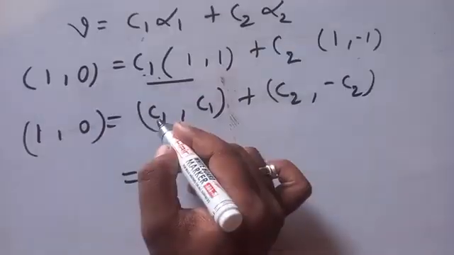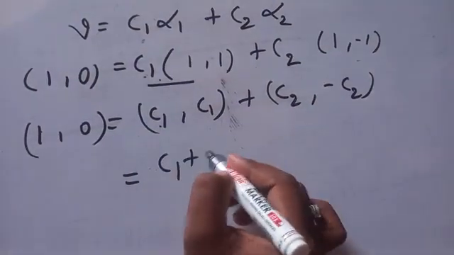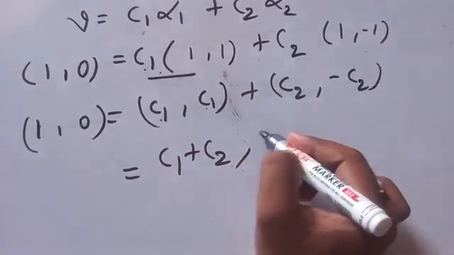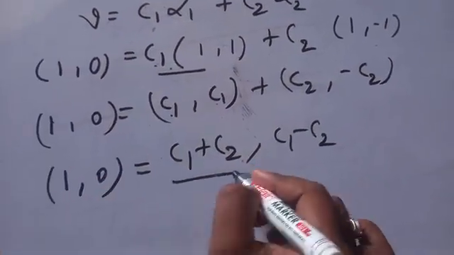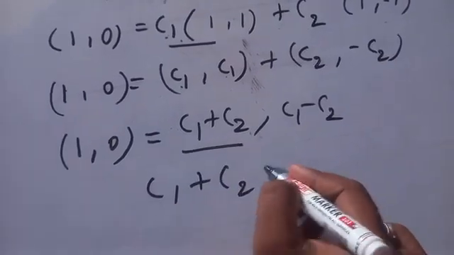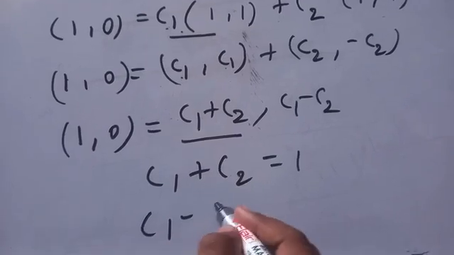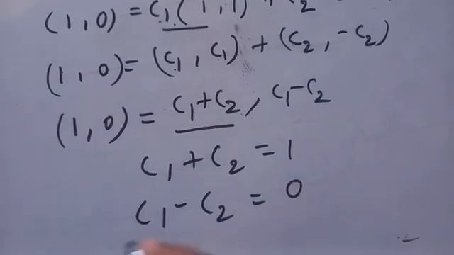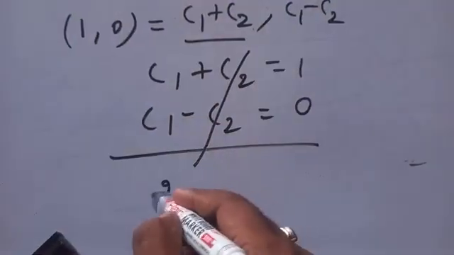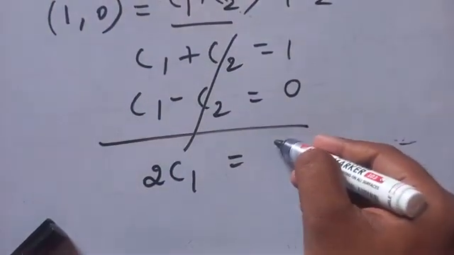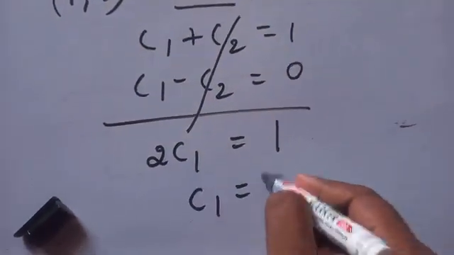So next, vector addition: (c1 + c2, c1 - c2) is equal to (1, 0). So c1 + c2 is equal to 1, and c1 - c2 is equal to 0. Solve these equations. c2 and minus c2 get cancelled. So 2c1 is equal to 1 + 0, which is 1. So c1 is equal to 1/2.